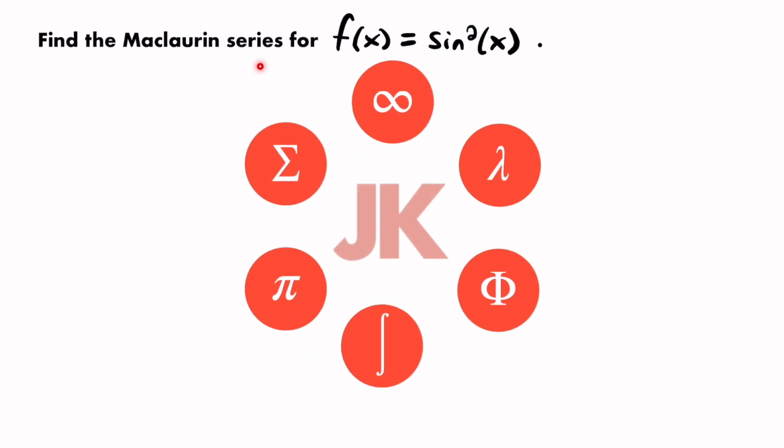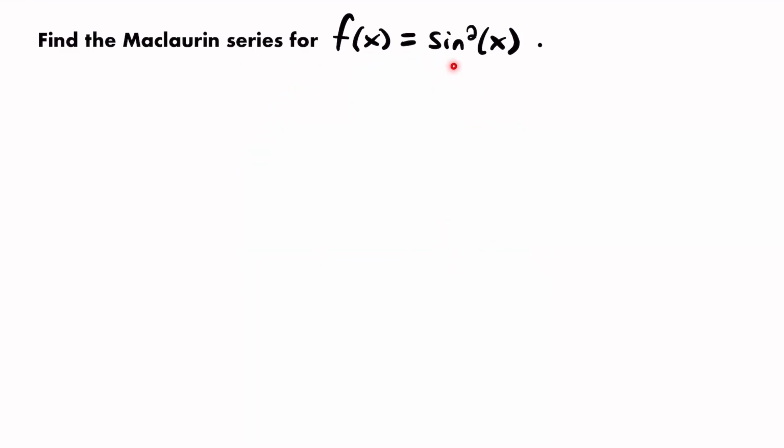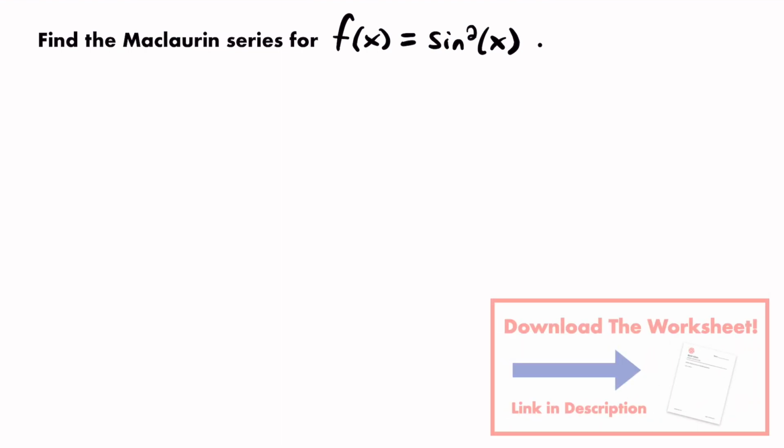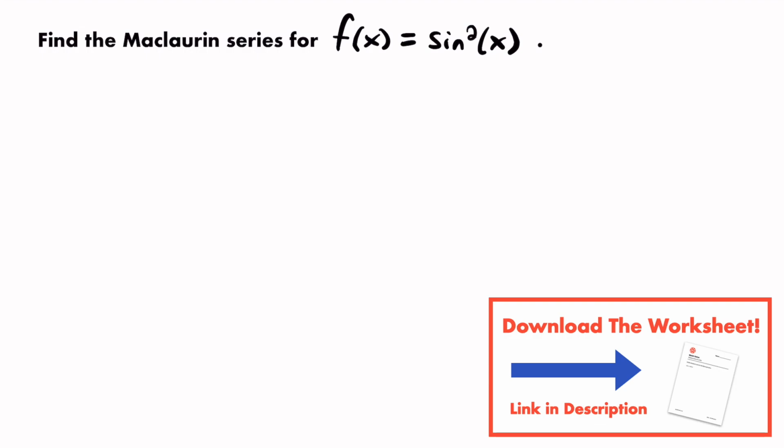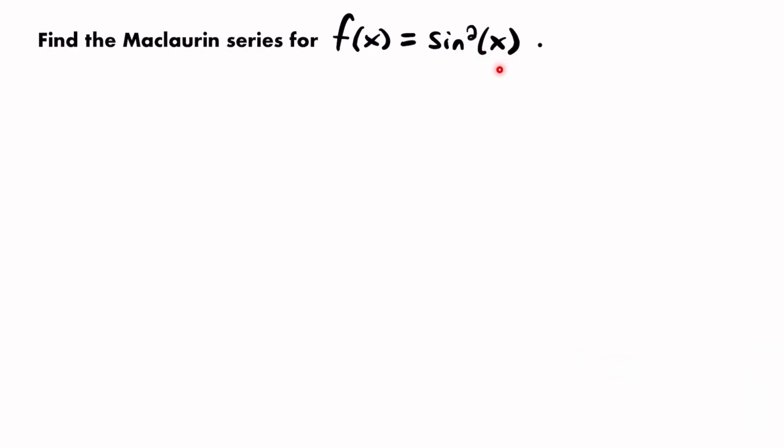So here we want to find the Maclaurin series for f of x is equal to sine squared of x. Now in order to find the Maclaurin series for this function, we don't have to start from scratch. What we can do is make use of a common Maclaurin series. But before we can do that, the first step to representing sine squared x as a Maclaurin series is to rewrite it using a trigonometric identity.